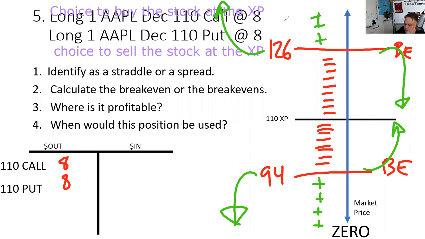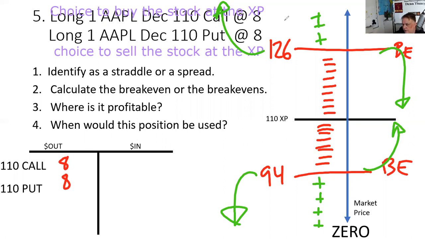And then the last test question is, when do we use a straddle? We buy a straddle when we expect volatility. So I'm not sure if Apple's going up or Apple's going down. I just think it's going to move. So I think they're pretty straightforward on your test. Can you identify it? Can you calculate the break evens? Can you determine where it's profitable? When do you use it?